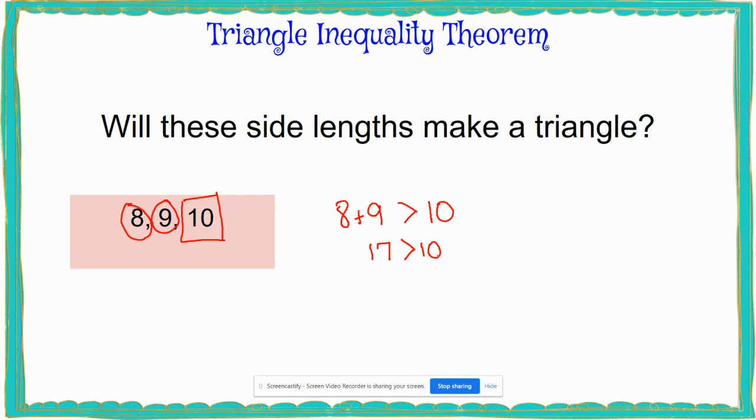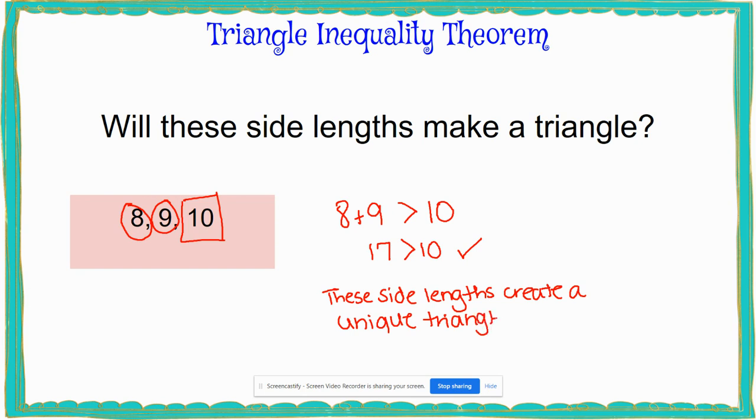And I look at this and I say, you know what, this is true. 17 is greater than 10. So because 17 is greater than 10, I can say these side lengths create a unique triangle. And I know that because 8 plus 9 is greater than 10.